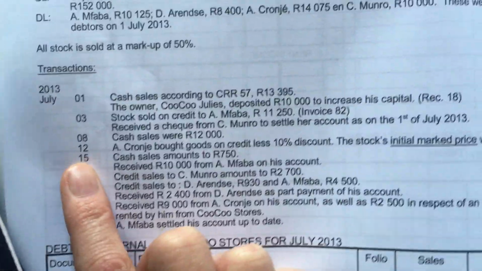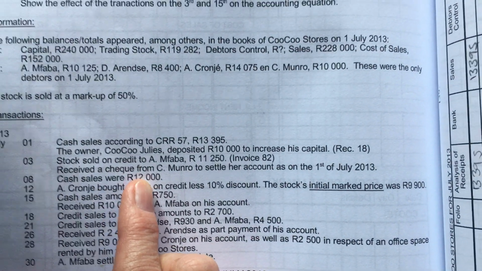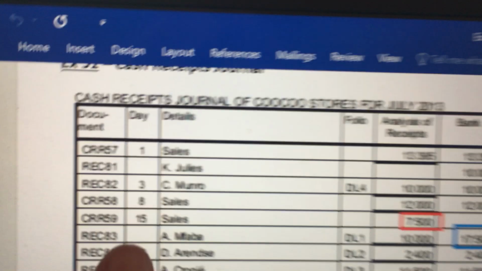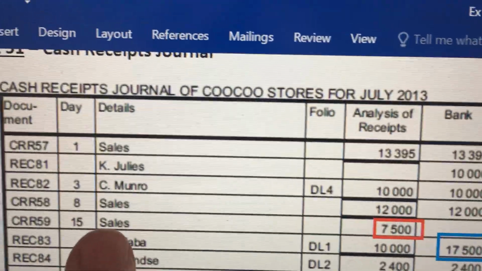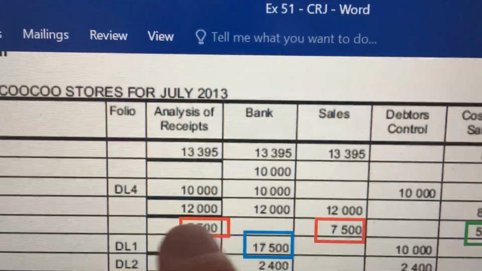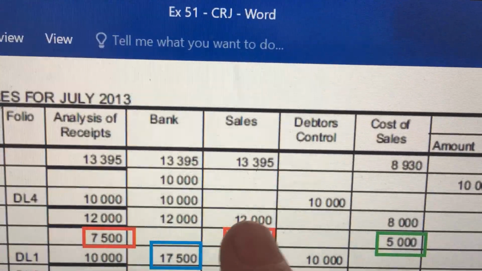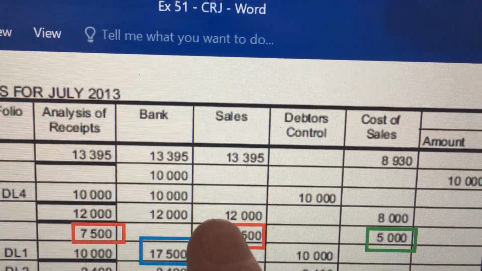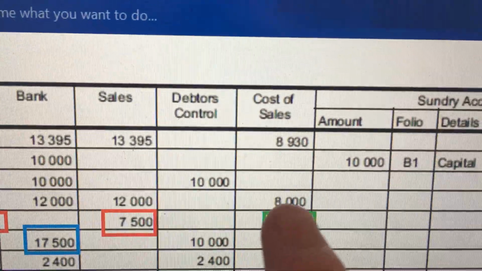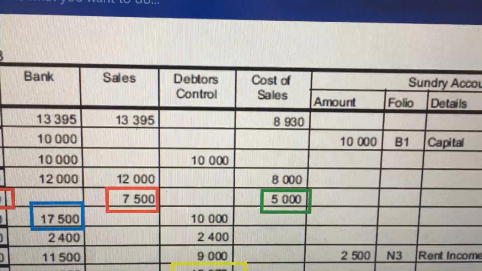Then, the next one. On the 8th, cash sales were 12,000 Rand. So that's just a normal sale. So it's CRR on the 8th. Remember, you just say sales. You don't say cash sales. 12,000 in analysis, bank and sales. Remember, there's a 50% markup, so you're going to say 12,000 divided by 150 times 100 to get to the 8,000.